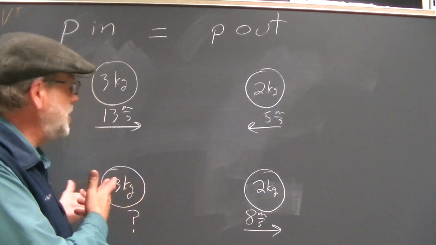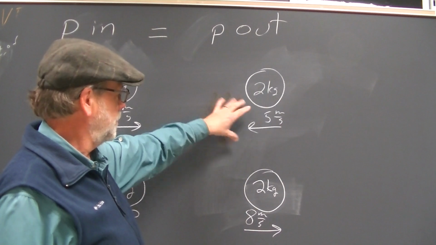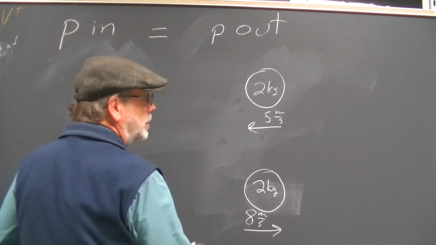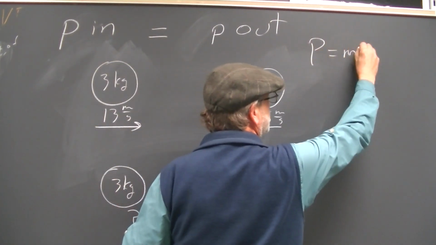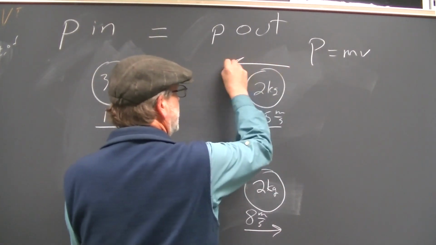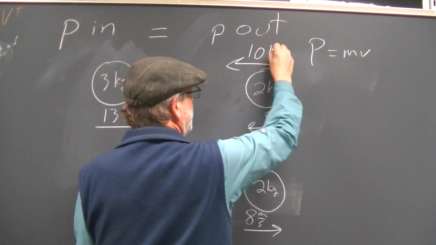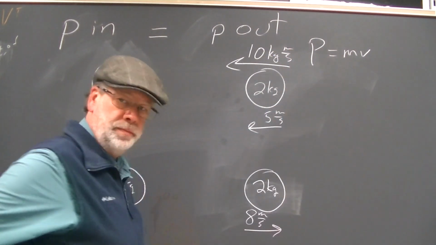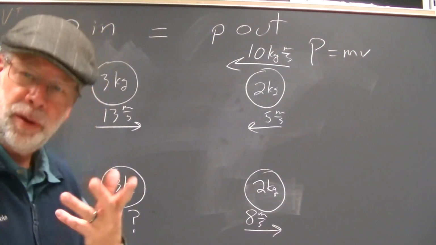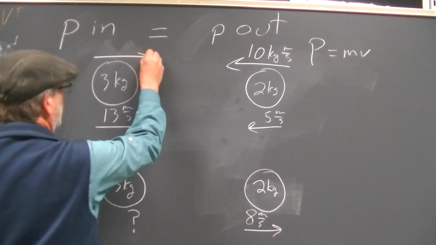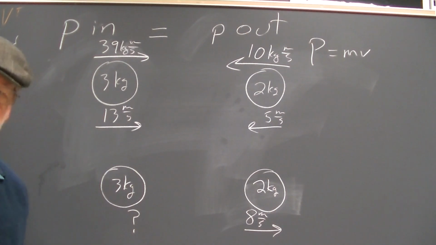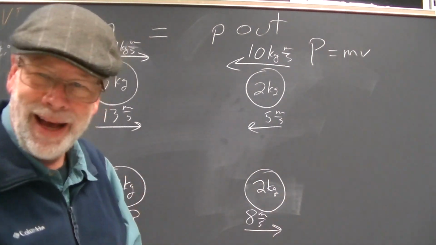All right, so we have a situation here. We have a 2 kilogram mass moving at 5 meters per second. What is its momentum? Well, we know momentum is mass times velocity. So 2 kilograms at 5 meters per second would give an initial momentum of 10 kilogram meters per second. Let's look at the next one. 3 kilograms moving at 13 meters per second. Put that together, we see that that is going to the right at 39 kilogram meters per second worth of momentum.